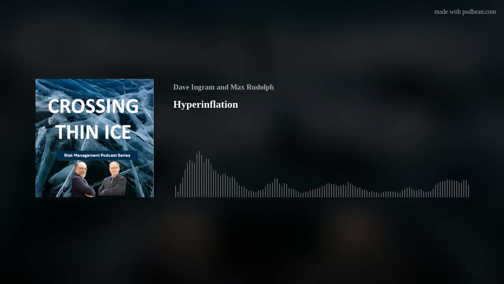The United States is cushioned in hyperinflation scenarios by its reserve currency status. The dollar backs much of the global economy, and many currencies are pegged to it. However, this is a privilege.